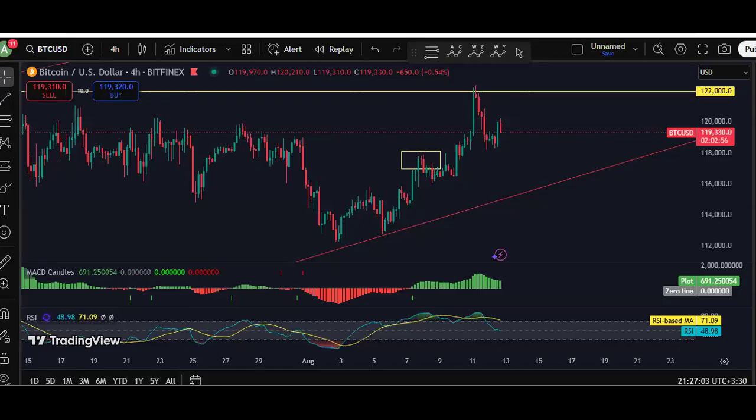Bitcoin, we start with the 4-hour chart. If we refer to my last analysis, since the price was here, we put this one. We mentioned we're looking for a correction and buy. This is the correction we get, and we come up with the target 122K, exactly the price tag.